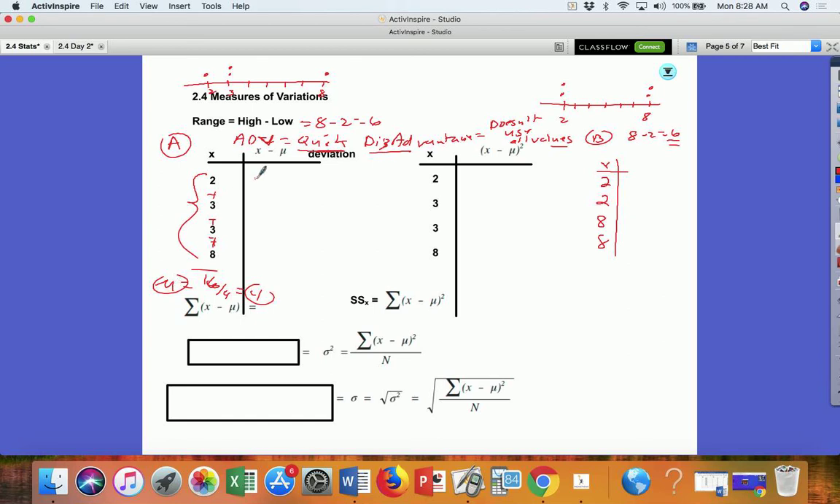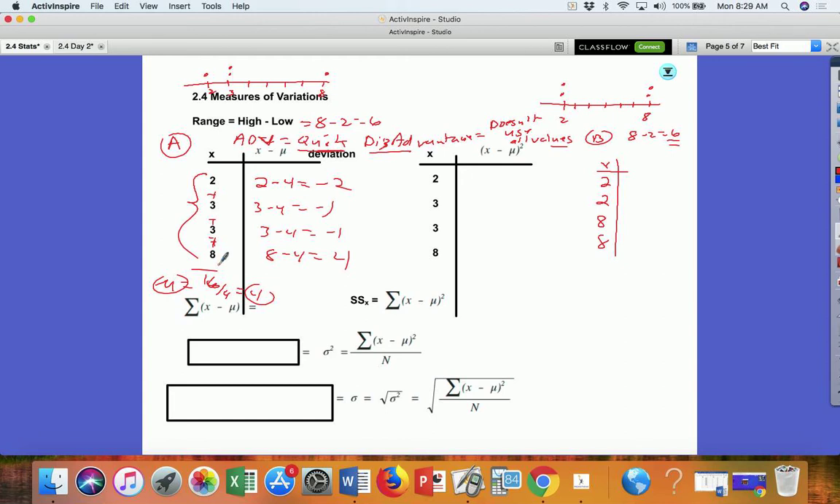So what's the deviation of 2? 2 minus 4 is negative 2. So deviations can be positive and negative. We have 2 minus 4, 3 minus 4, 3 minus 4, and 8 minus 4. So this one is 2 below the average, this one is 1 below the average, this is 1 below the average, and this is 4 above the average. Deviations are just like the distance from the mean.